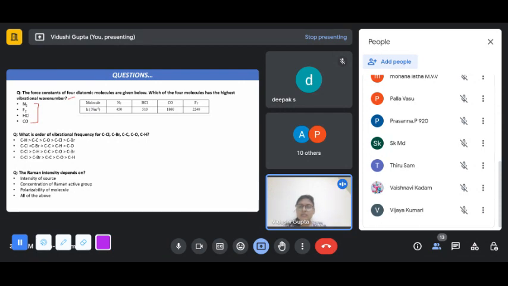So take your time and do the calculation and just match it. Out of these, HCl will have the highest wave number. I will not solve it, as we have already done it multiple times now. So just remember this.